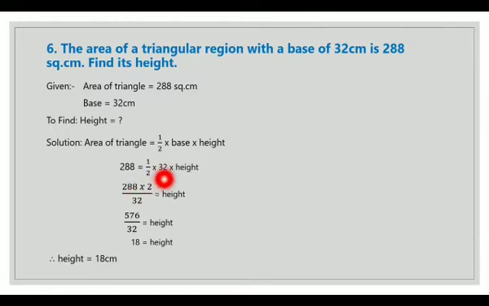So now keeping height on one side and shifting all numbers to the other side. Here 2 is in division, so when it goes to the other side, it becomes multiplication. So 288 into 2. Here 32 is in multiplication, so when it comes to the other side, it becomes division upon 32. So 288 into 2 is 576 upon 32. So 32 ones are 32, 32 into 18 is 576. So height equals 18 centimeter.